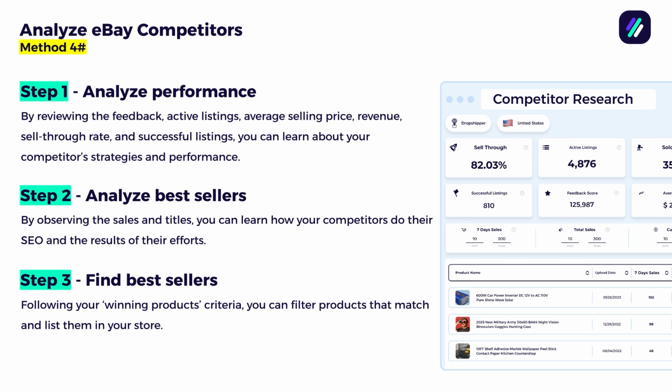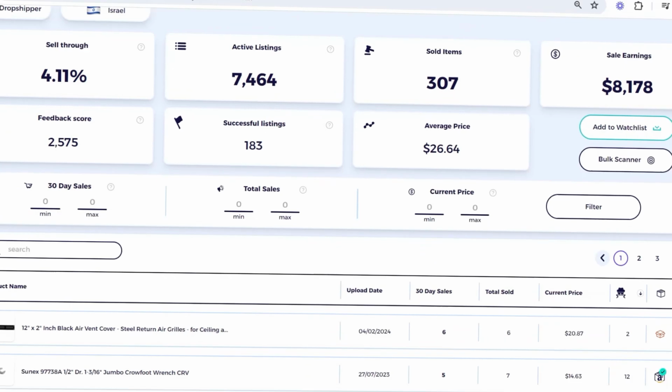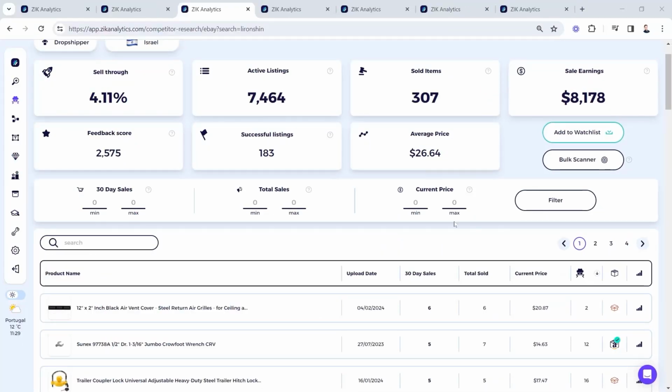Now I'm going to jump into my screen. I'm going to show you how we go through those 3 steps, from analyzing performance to analyzing the best sellers to finding best-selling products. All right, so we're right now inside the competitor research tool, and I'm going to show you how I analyze competitors, which data I consider important, and how I distinguish a good seller from a bad seller, a good product from a bad product, etc.